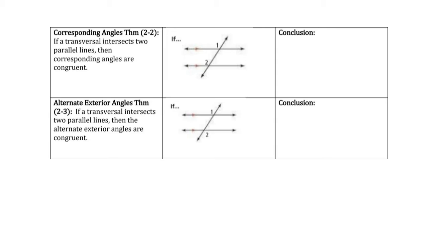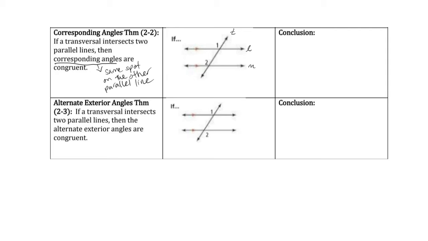All right, so our next two sets of theorems are the corresponding angles theorem and the alternate exterior angles theorem. All of these theorems are dealing with two parallel lines that are intersected by a transversal. So T, and then our parallel lines are L and M again. They can be other letters, but I like to use L and M. Now, corresponding angles tells us that if a transversal intersects two parallel lines, then corresponding angles are congruent. When you think of corresponding, you want to think the same spot on the other parallel line.